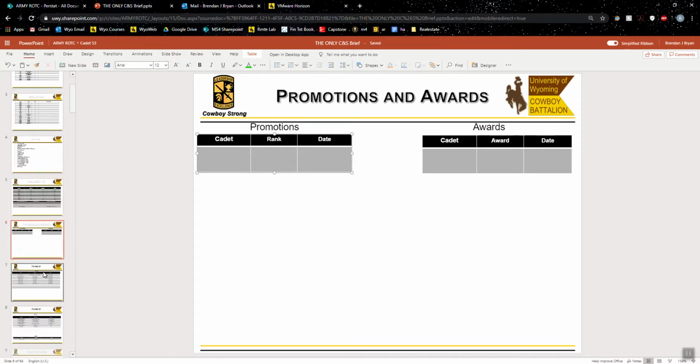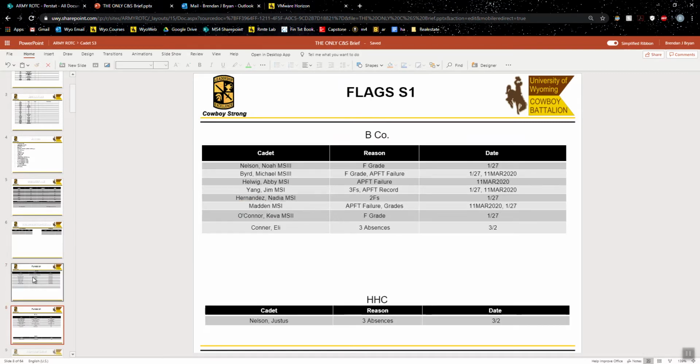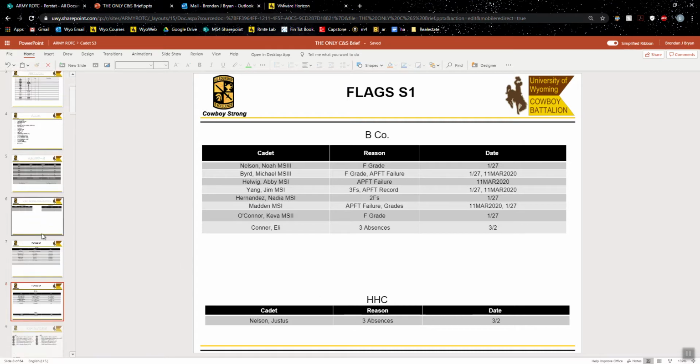Okay. Flags with S1 should reset at the beginning of the semester. The only flags you'll have are people who failed last semester. So if they got an F or two Ds or the GPA fell below a certain number, these are the flags you're going to have. As flags come in, you're going to update it on these slides, as well as the MOAS, as well as the flag tracker. This is by company: I have ACO, BCO, HHC.